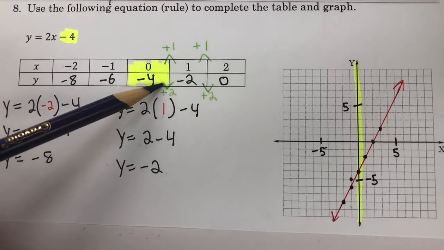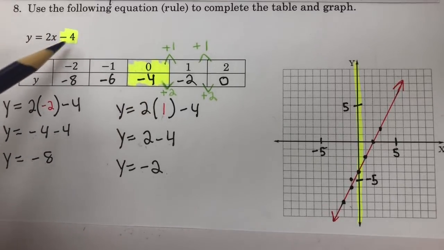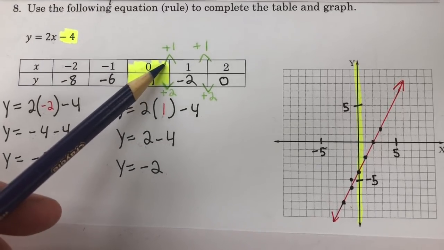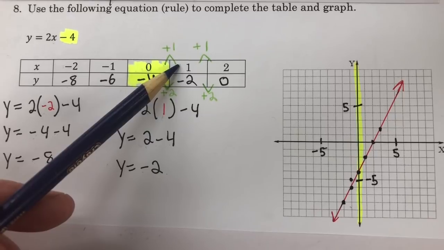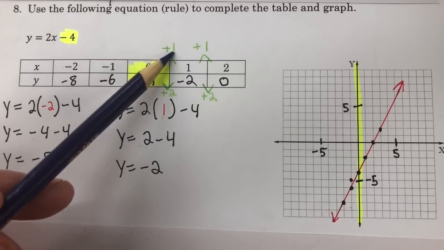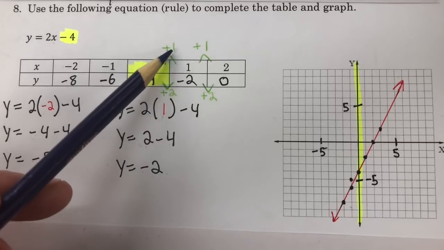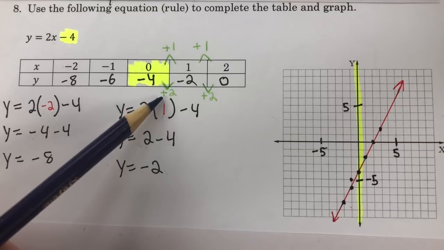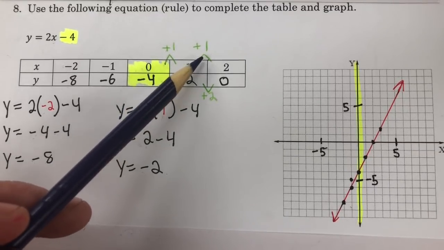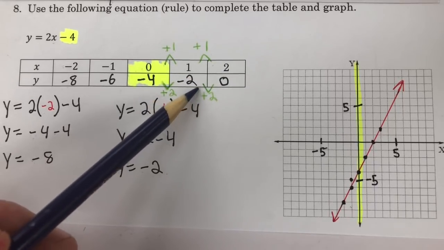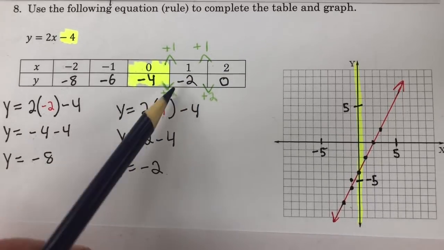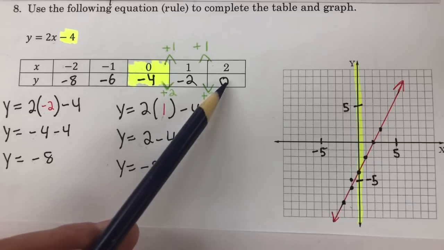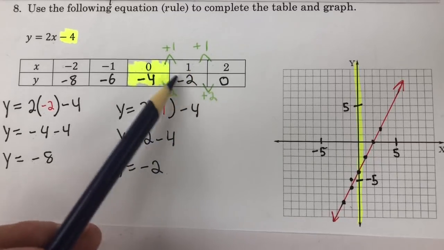But what I noticed here is I know that this rule or equation has a constant rate of change. So I know that for every 1 on the x, it's increasing by 1. So you can see from 0 to 1, it's increasing by 1. And the y values are increasing by 2. So if it's a constant rate of change, for every 1 increase on the x, the y is increasing by 2. So negative 4 plus 2 is negative 2. Negative 2 plus 2 is 0 for every 1 on the x.